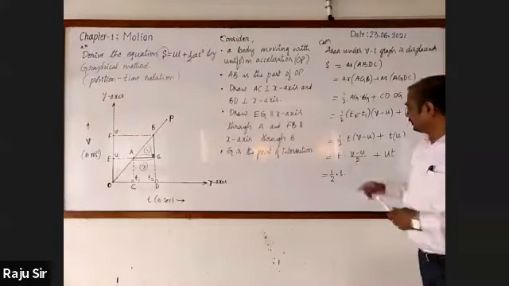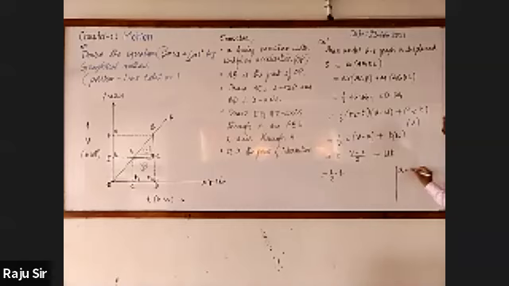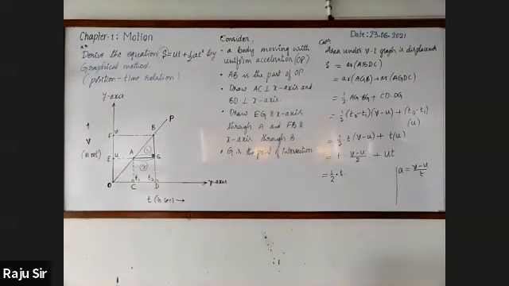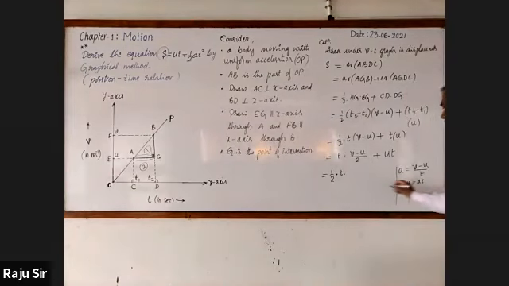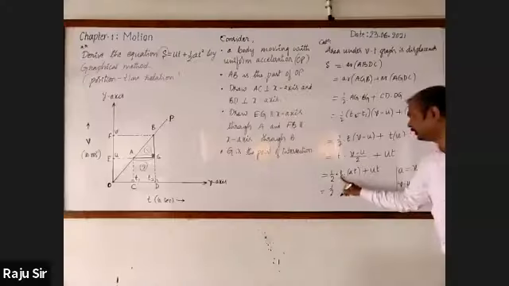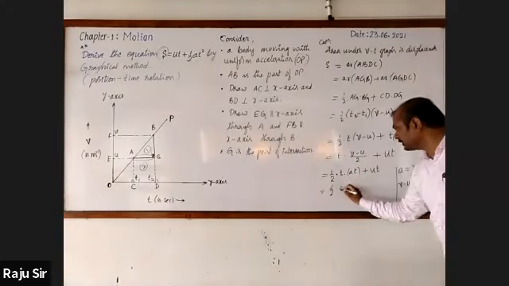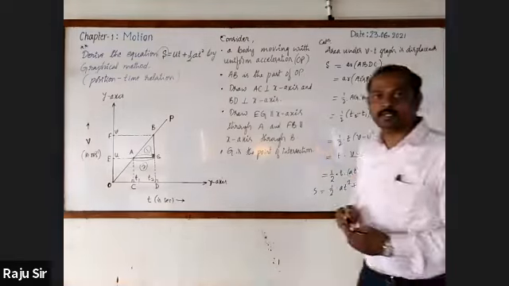Here, V minus U is there. You all know that A is equal to V minus U by T. We want substitution for V minus U. V minus U is equal to A into T. In place of V minus U, I am writing AT, plus this is UT. Now, look here. It is half into A into T, this is AT square, plus UT. So, S is equal to UT plus half AT square.